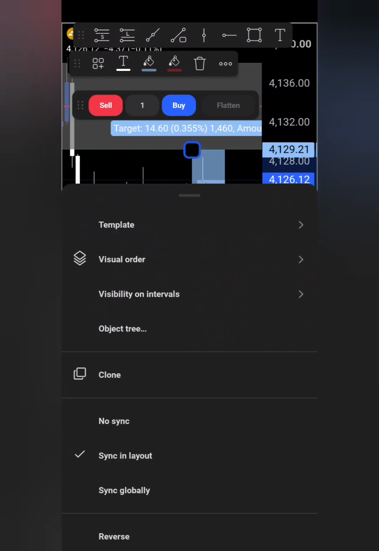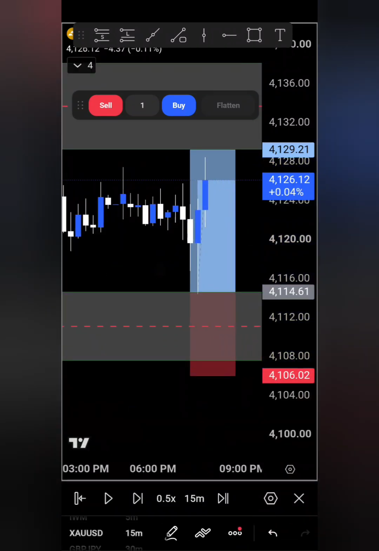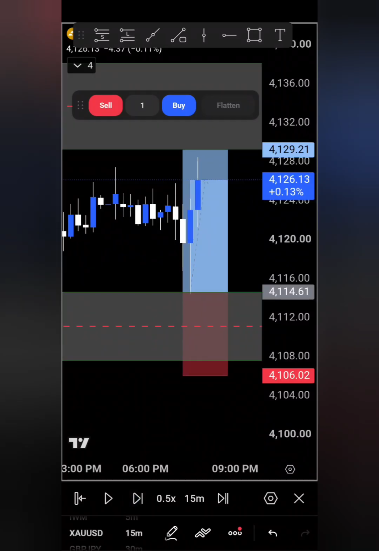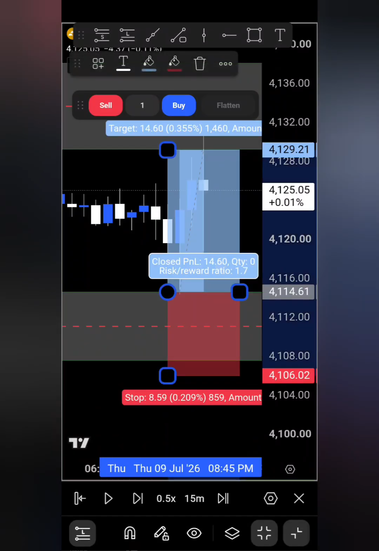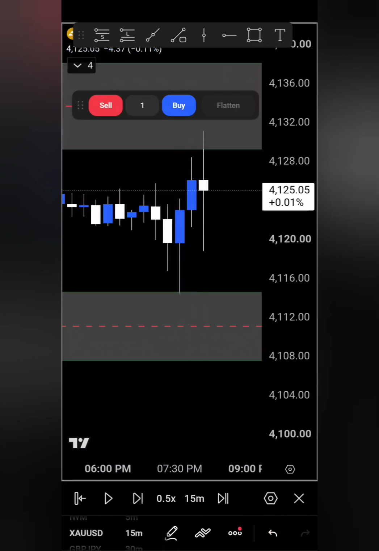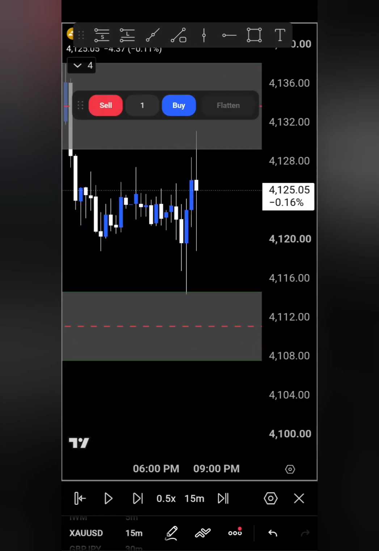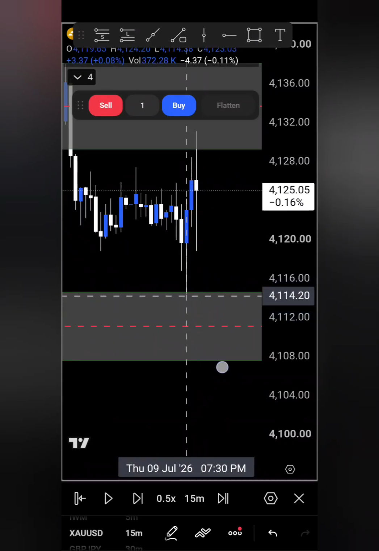So we're going to put this to the back so we can see the candles move. And yeah, boom, TP hit. TP would have been hit easy, smooth and easy. Just repeat the process. That's done. And delete those.